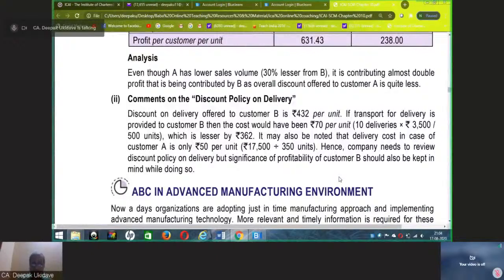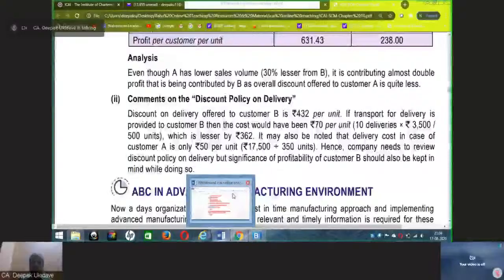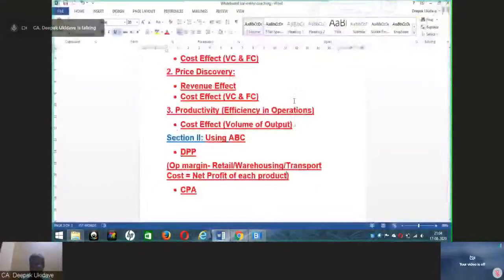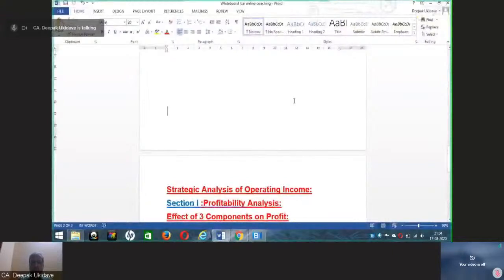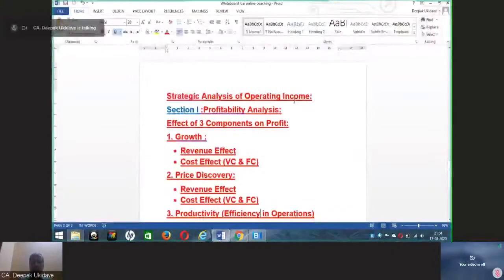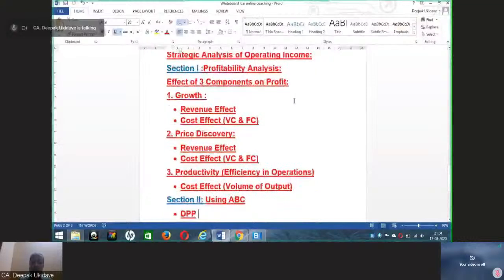I told you initially, if you refer to my whiteboard in terms of discussion on profitability analysis using these three models, three components: growth, price recovery and productivity. Do you recollect I mentioned to you while calculating the impact of growth on profitability, at that time we take into account last year's figures of price.